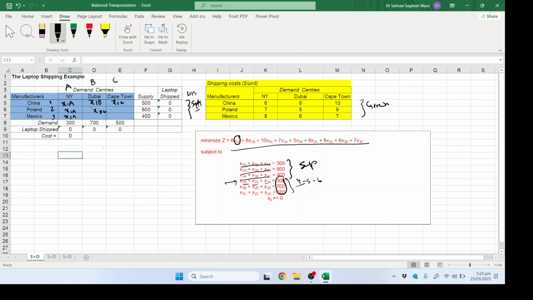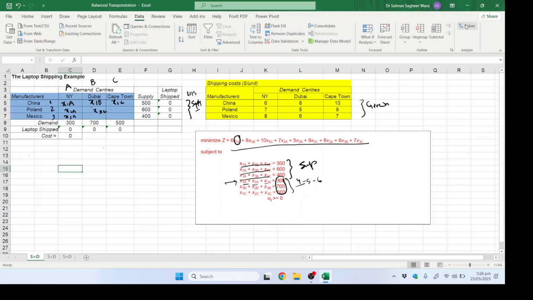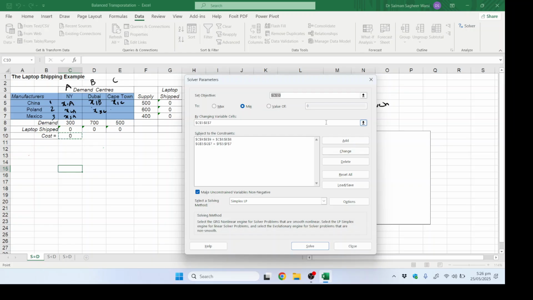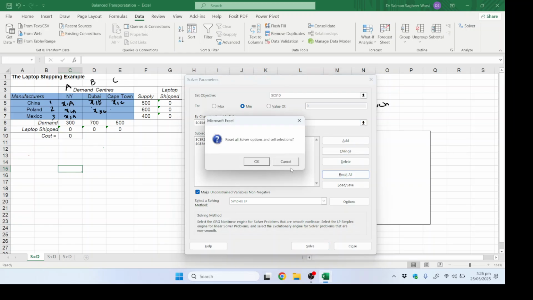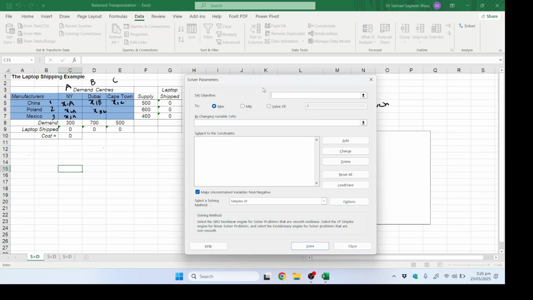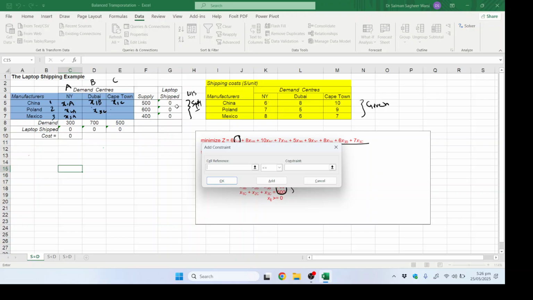Now we have written all the constraints and the objective function. So let's go to the solver window. On Data, go to Solver. I'll just reset all. The first thing is the objective function. The objective function is this cost cell. We will select it, and we want to minimize it. And which cells should we vary? We discussed that we want the solver to find these unknown quantities. We will select all the 9 cells, and then it asks about the constraints. We will add first the supply constraints.